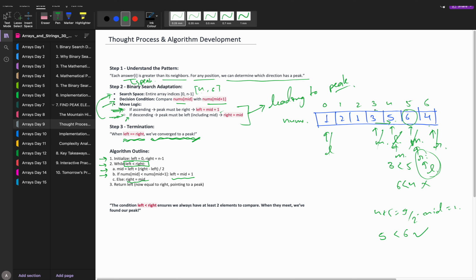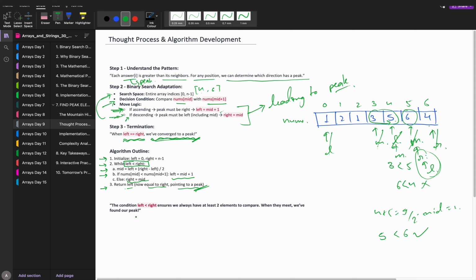That's all. And I showed you why I'm not writing -1. Because we are comparing mid with mid plus one only. I don't know about the previous item. So that's why I will put my right boundary at the item which I already know. So I will put right at mid if I am moving to the left-hand side. Once the loop is terminated, we have converged to the peak, and both left and right are pointing at the peak element. So either you can return right or left, no issues. Return left, now equal to right, position of a peak.